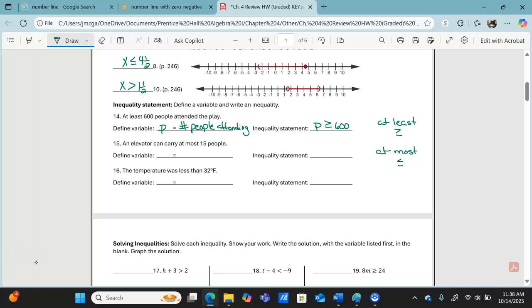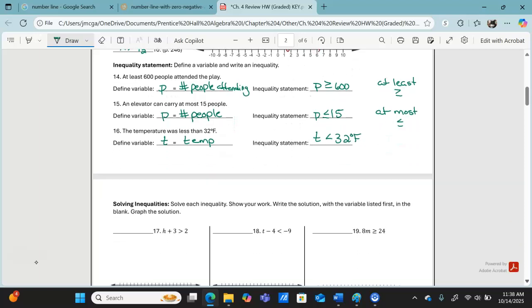Any elevator can carry at most 15 people, so I'm going to use that same variable again, and the number of people on the elevator has to be less than or equal to 15 because it can carry at most 15. And then finally the temperature, so I'm going to say T is the temp, and it was less than 32 degrees Fahrenheit. So that's what that one would look like.